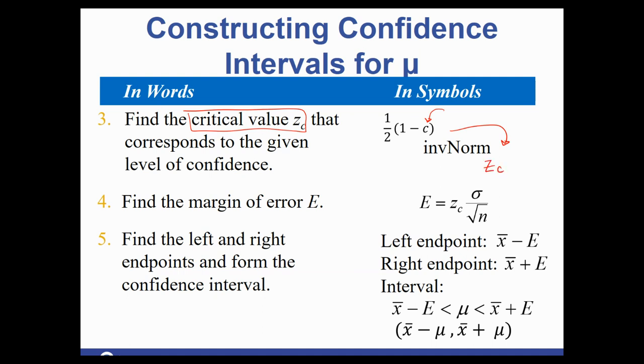Remember, inverse norm is the backwards of normal CDF. Normal CDF is when you are plugging in Z's to find the area. Inverse norm is when you have the area and you're going backwards to find the z. Then you're going to find your margin of error, and then you're going to create your confidence interval.